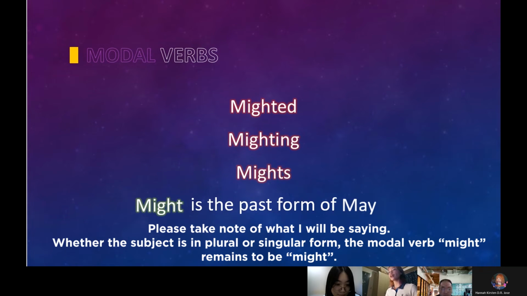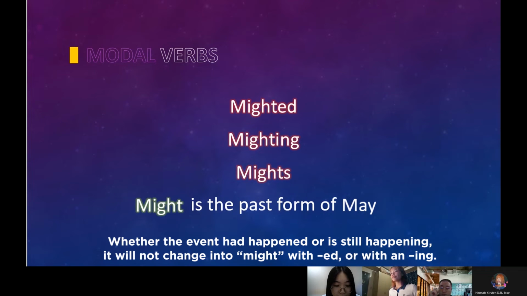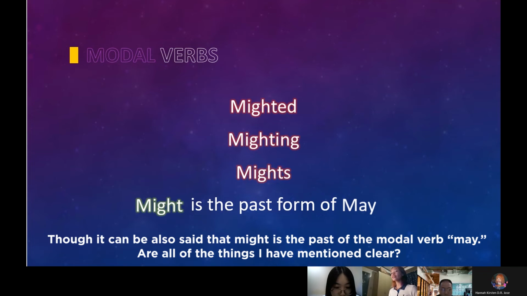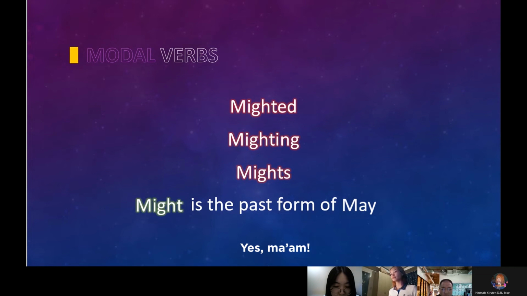Please take note of what I will be saying. Whether the subject is in plural or singular form, the modal verb might remains to be might. Whether the event had happened or it is still happening, it will not change into might with an ed or with an ing. Though it can also be said that might is the past of the modal verb may. Are all of the things I've mentioned clear? Yes, ma'am. Okay, very good then.